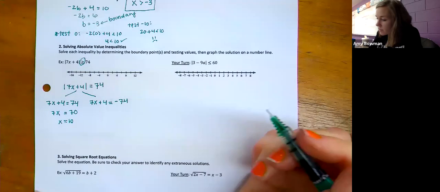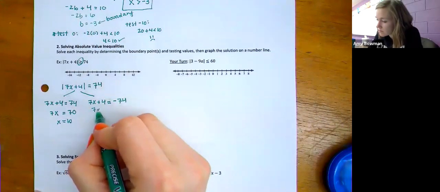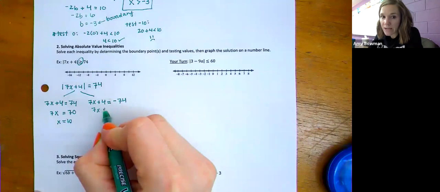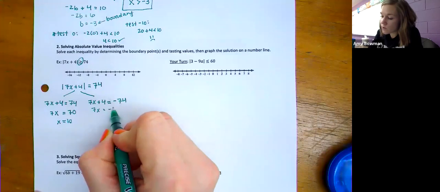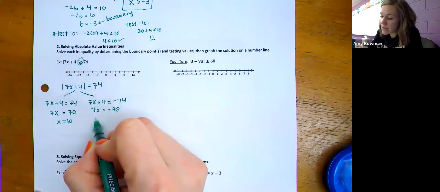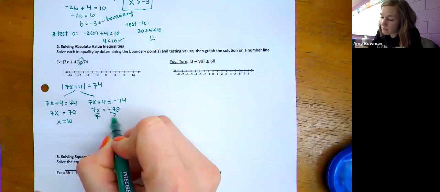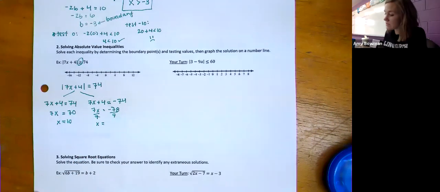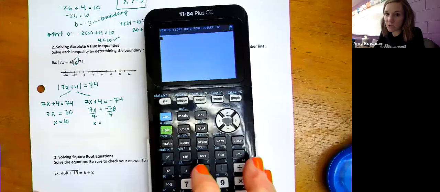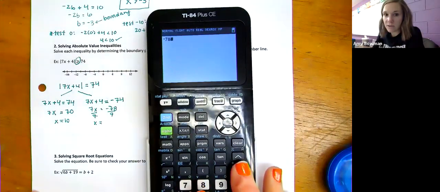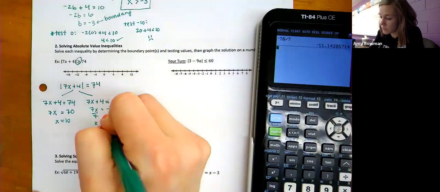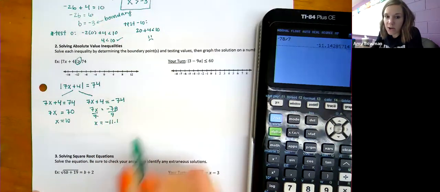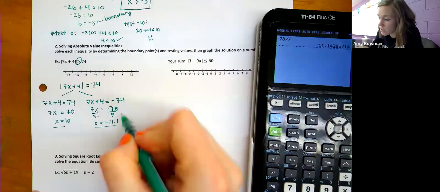Okay, the other boundary point, subtract 4 from both sides. So we have 4 that I'm subtracting from negative 74, I mean. Negative 74 minus 4 is negative 78. Now I need to divide that by 7. So negative 78 divided by 7. That's going to be a decimal, which is fine. Negative 78 divided by 7 is negative 11.1. We'll just round to the nearest tenth for this one. Okay, these are my boundary points.